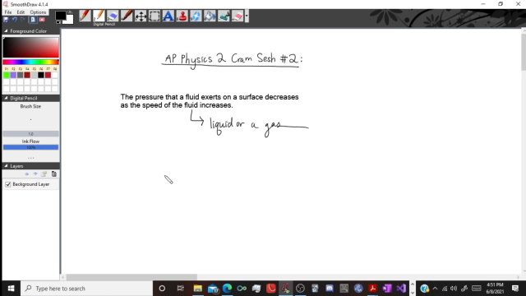Anyways, now let's talk about flow rate. Flow rate is basically the speed at which a fluid moves through some surface or medium. So for instance, if I had a cylindrical pipe like that, then the flow rate would be the speed at which some volume of fluid is moving through the pipe.